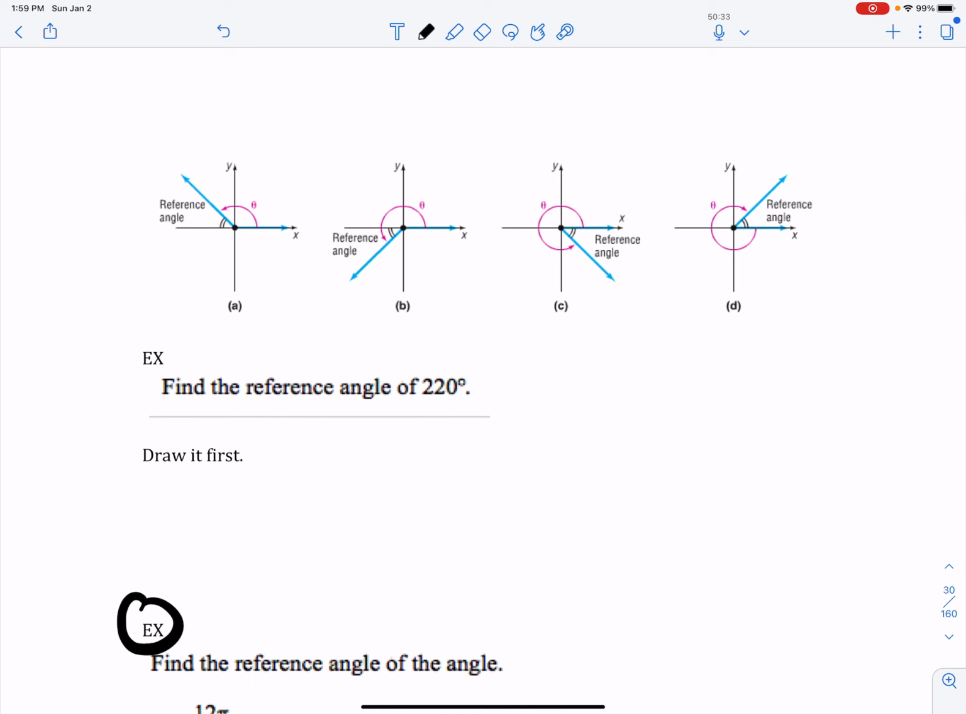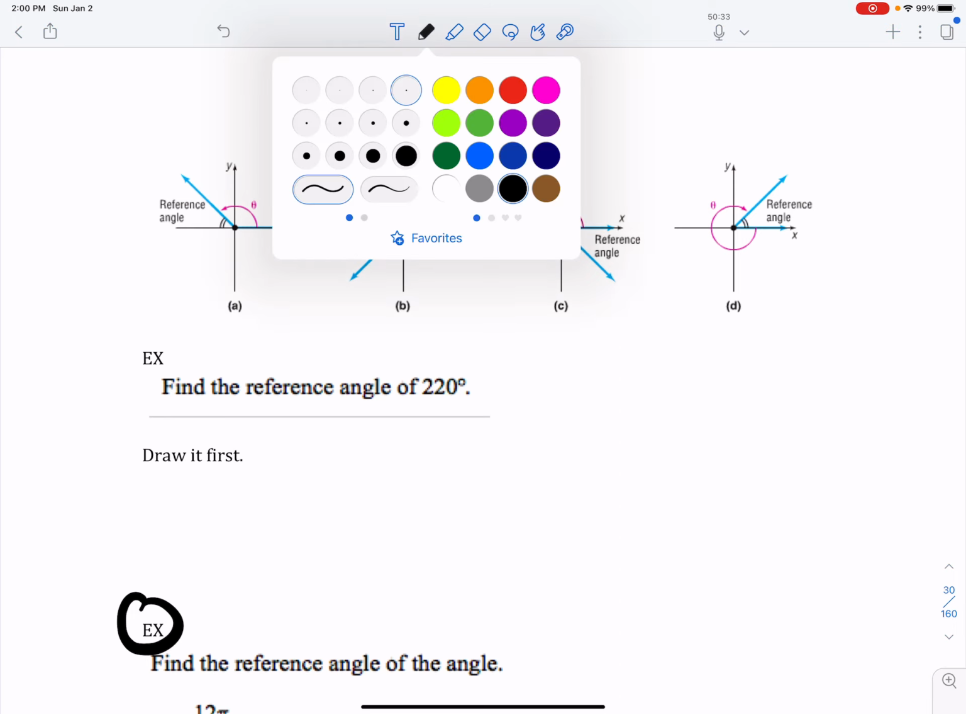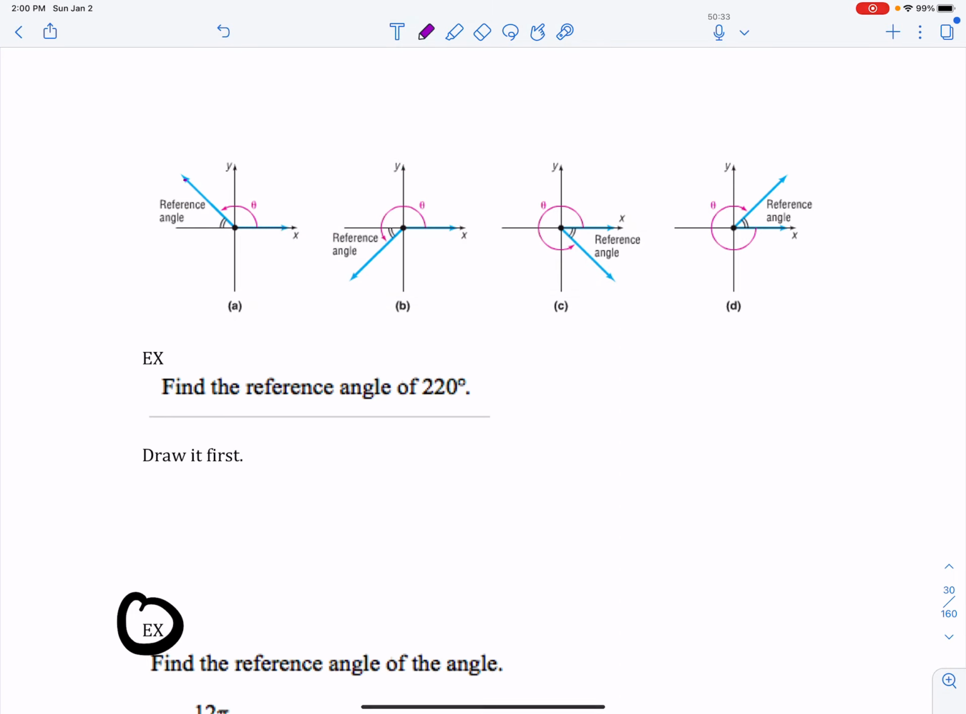So the first example A, the terminal side is in quadrant 2. So if I create a triangle out of this, I would create a triangle with the 180 degree mark. So in quad 2, I have to take 180 minus my angle, and that'll give me my reference angle. Okay, so what are we doing? We're referring the angle back to quadrant 1. That's why it's called a reference angle.